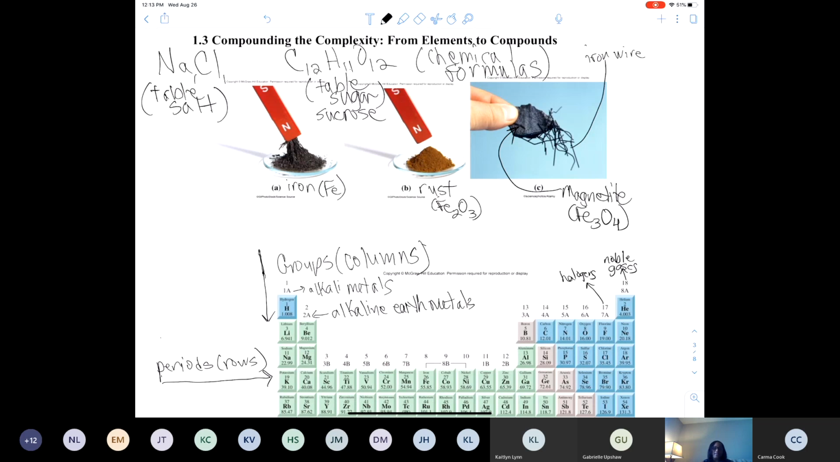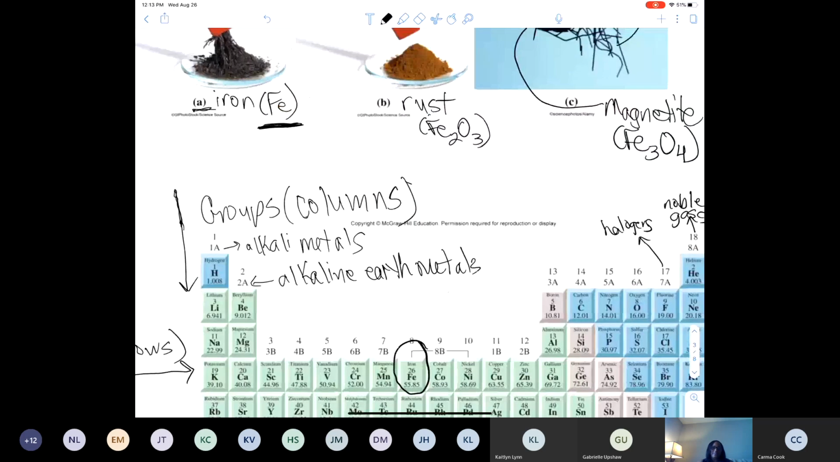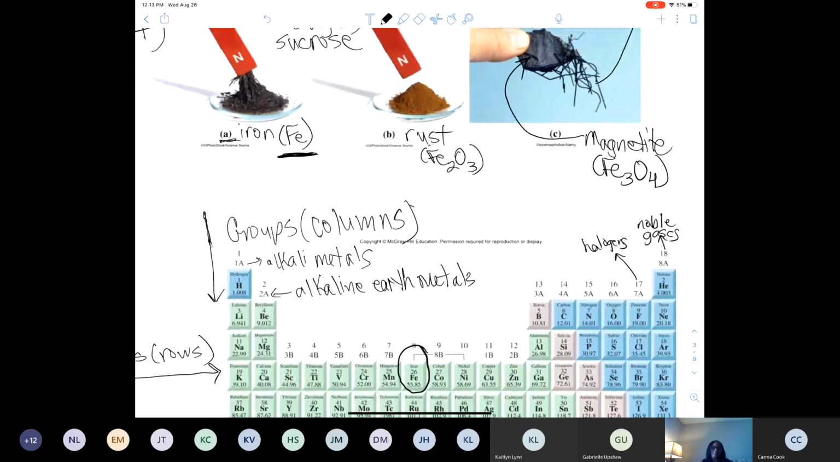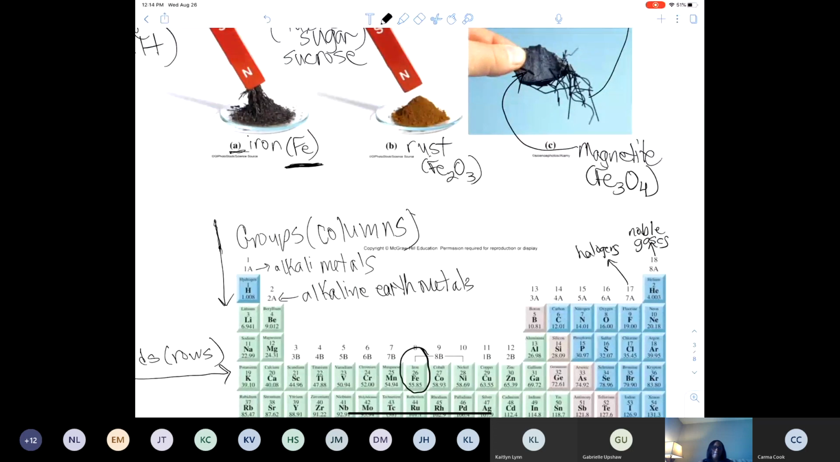So taking a look at this first picture, we have 3 different types of matter. The first sample here in panel A is pure iron. Iron has the symbol Fe on the periodic table. It's number 26 on the periodic table. And we see that iron has the ability to attract a magnet.